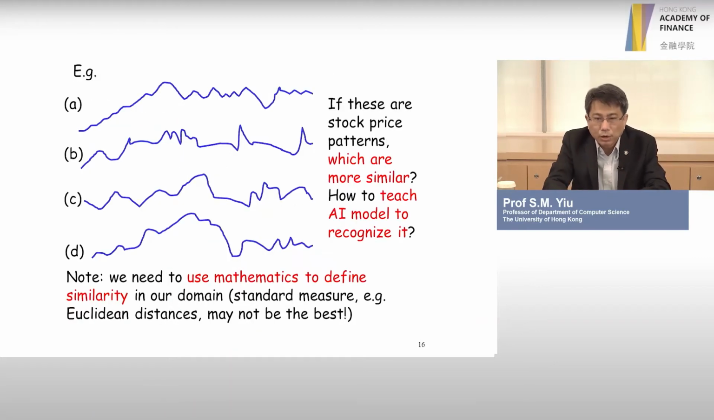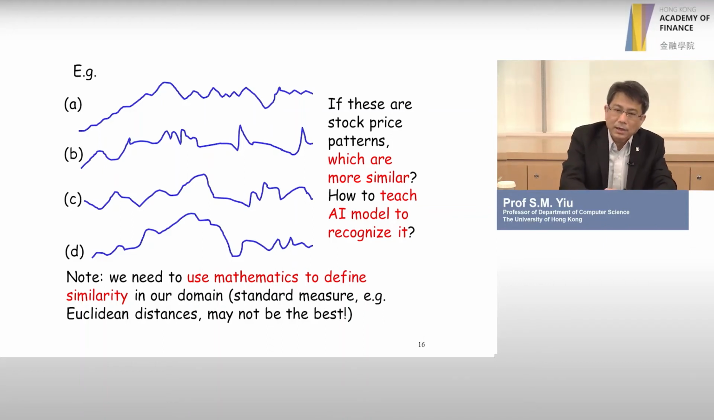Here is one example. If you look at these figures, these are the price trends of 4 different periods. If I ask you, some of the professionals, the high quality analysts, might be able to tell which 2 stock price patterns are more similar. But if you want the AI model to recognize it, then you need to define a mathematical formula to capture, among this ABCD trend, which 2 trends are more similar, in order to let the AI model learn how to give you the best strategy. So we need to use mathematics to define similarity in our domain.